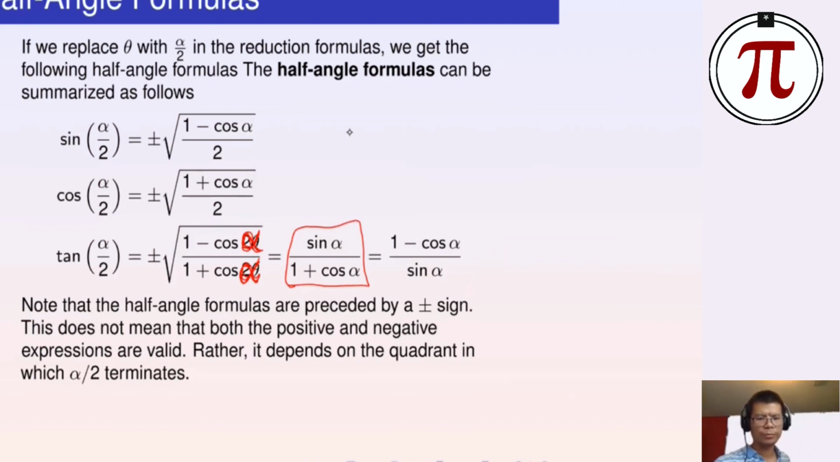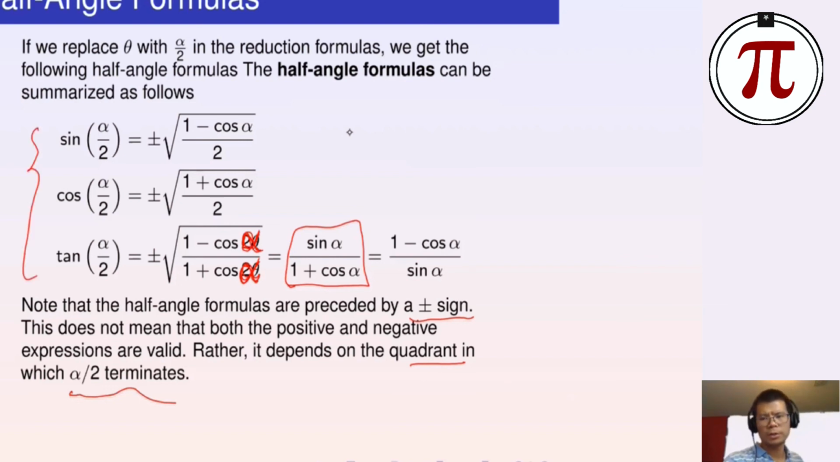Note the half angle formulas are preceded by a plus minus sign. This does not mean both the positive and negative expressions are valid. Rather, it depends on the quadrant in which alpha over 2 terminates. So you need to decide where alpha over 2 terminates. So these are the 3 half angle formulas.